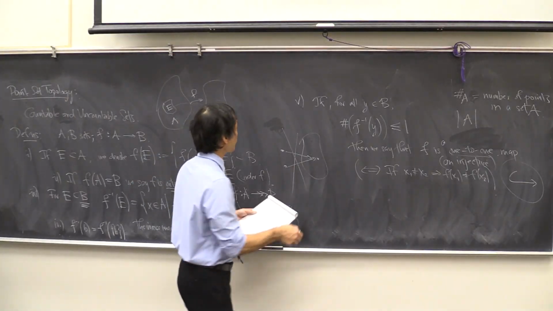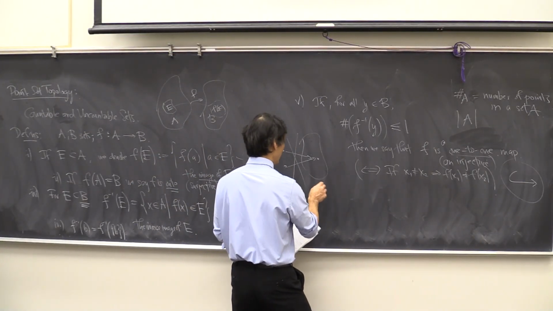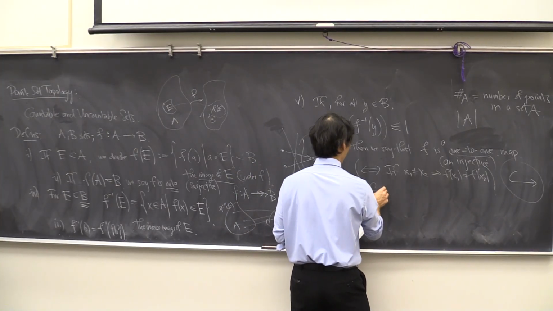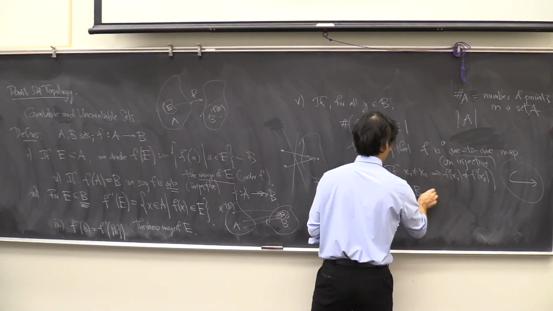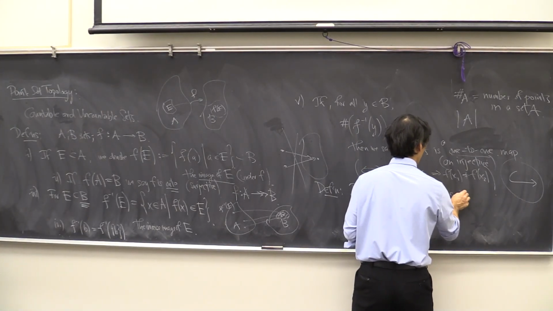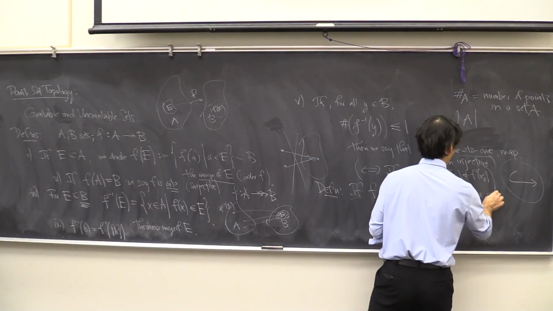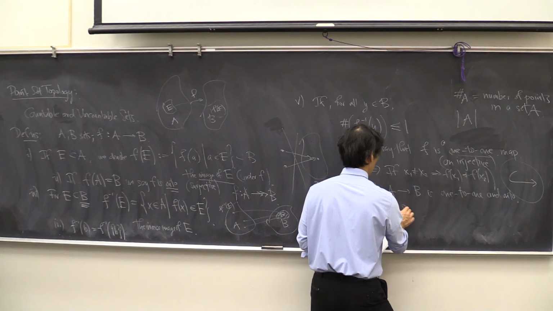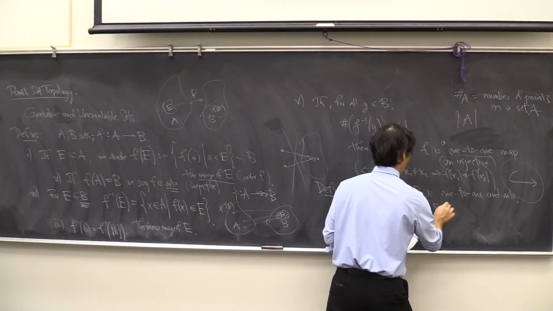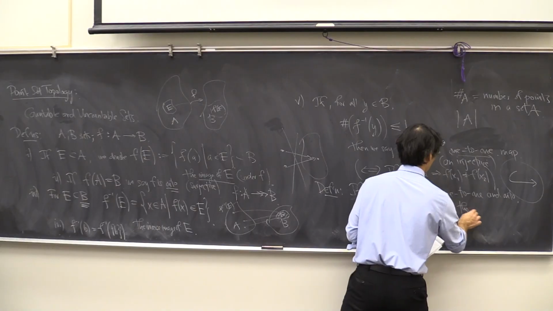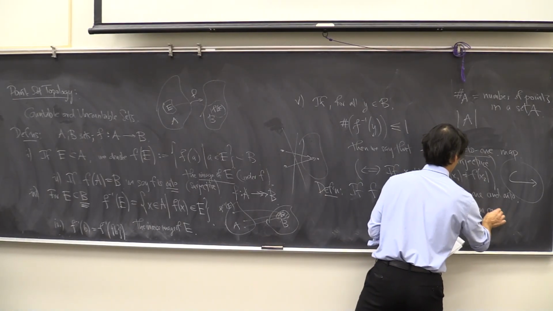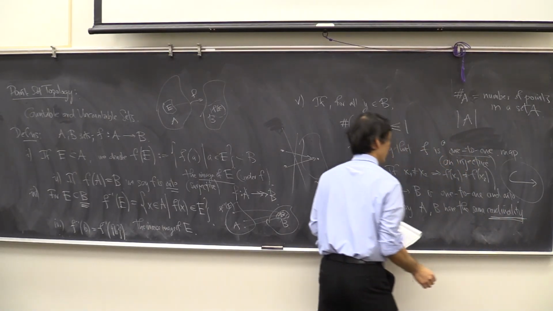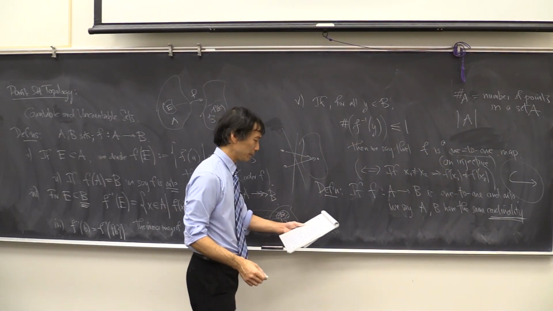Okay, so now here's the real definition. Here's the definition that we really care about. If f from A to B is 1 to 1 and onto, then we say that A and B have the same cardinality, that the cardinality of A equals the cardinality of B.